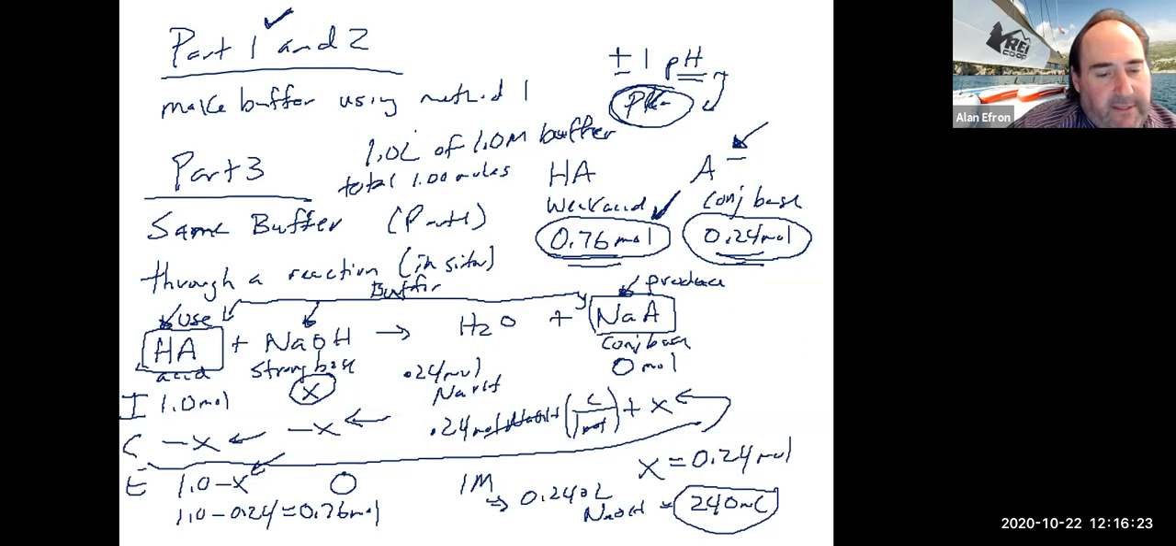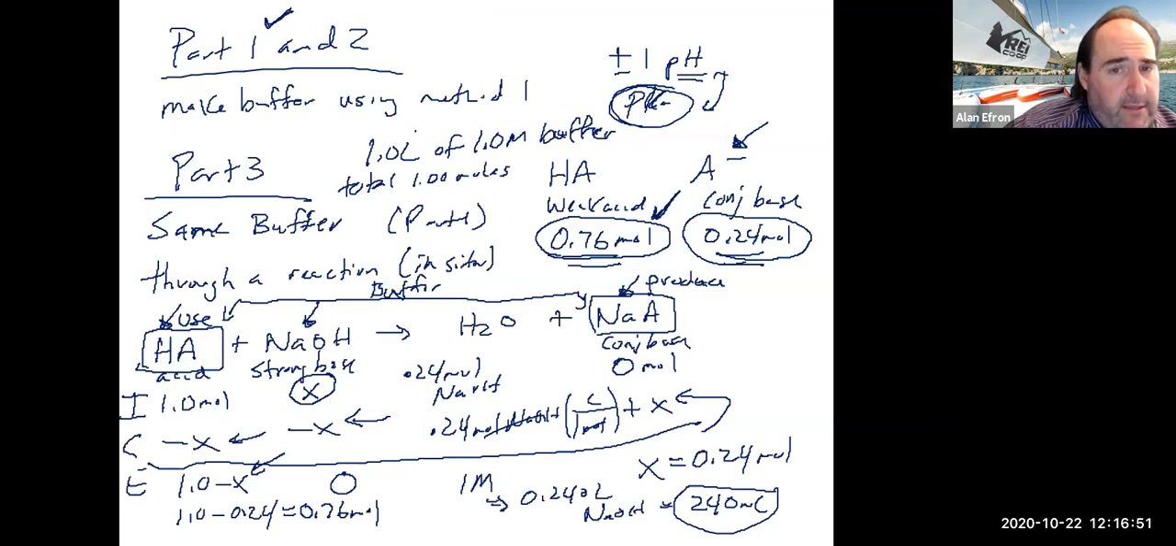And as you can see from this example, you could work your way backwards to figure out how many moles of either the acid or base, sodium hydroxide or HCl, you need to add to make your buffer as a result of this reaction. Any questions on any part of that? Okay, so that is part of part 3.